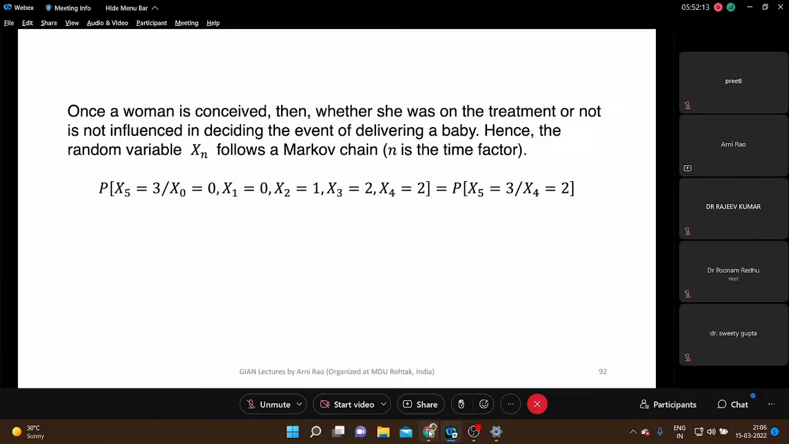So take X1, X2, up to Xn, the status of the woman at various time intervals, because she is on treatment and comes to the clinic, and the treatment is taken at various time points. Say we start with X0 equal to 0. Initially, the woman is in state 0. Then X1 is still 0, infertile. X2 is state 1.